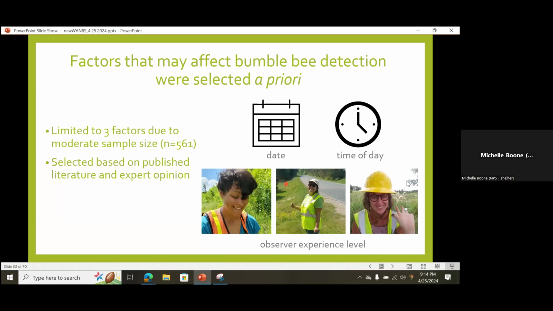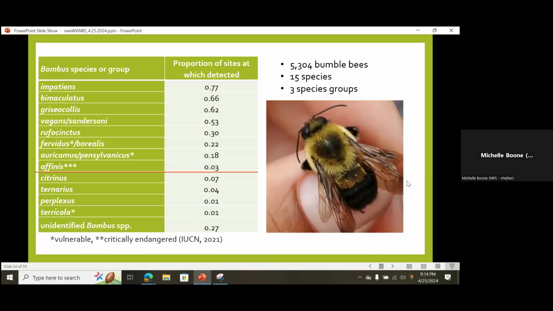In this case, the factors that we wanted to use in our model to investigate, we selected ahead of time based on published literature and expert opinion. So we wanted to see how date, time of day, and observer experience level mattered. We had 3 observers, and left is me, and from left to right is lowest to highest experience. This was my first year of grad school, so I was actually the least experienced of the observers.